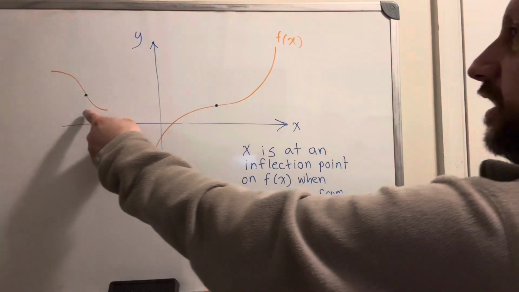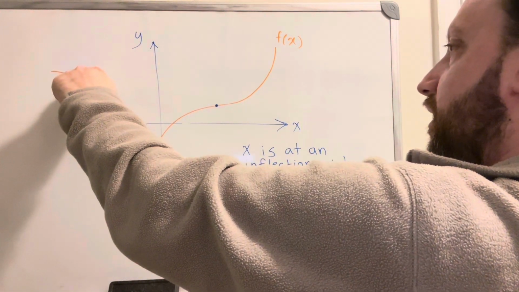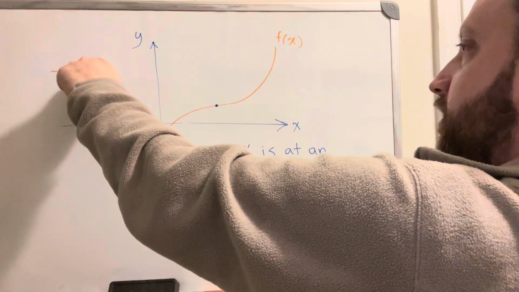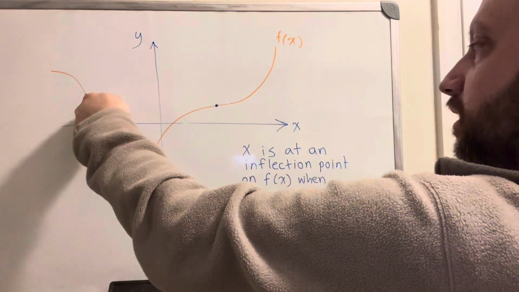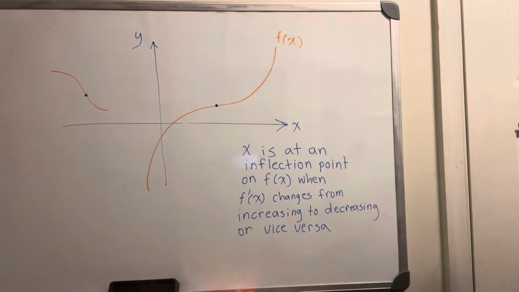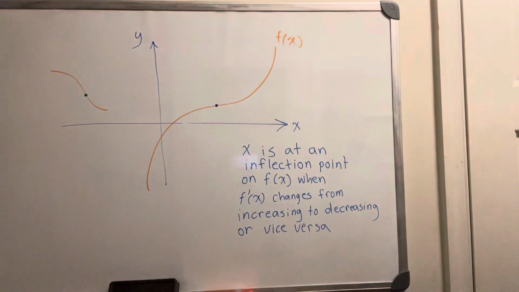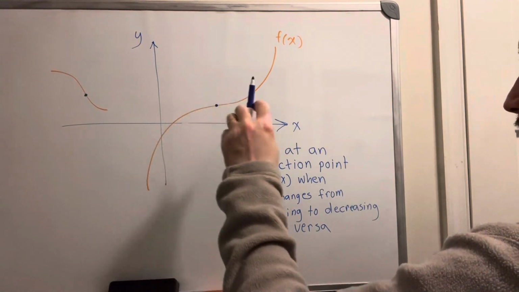Here's another function. In this case, the function is decreasing, and then the tangent line is decreasing, and then after this point right here, it begins to increase. So we're talking about the rate of change of the tangent function. So the inflection has to do with the rate of change of the tangent function. You might say the change of sign of the tangent function.